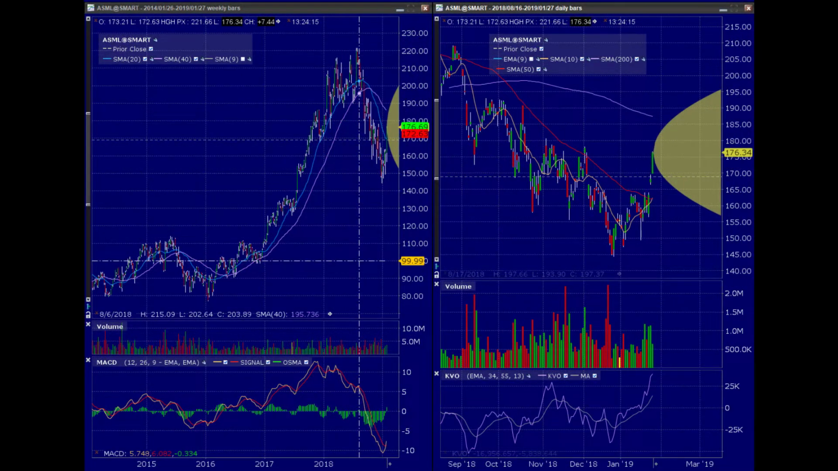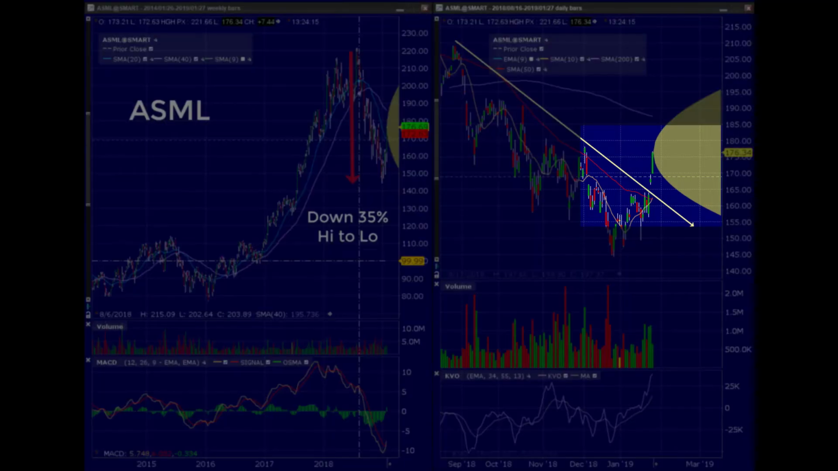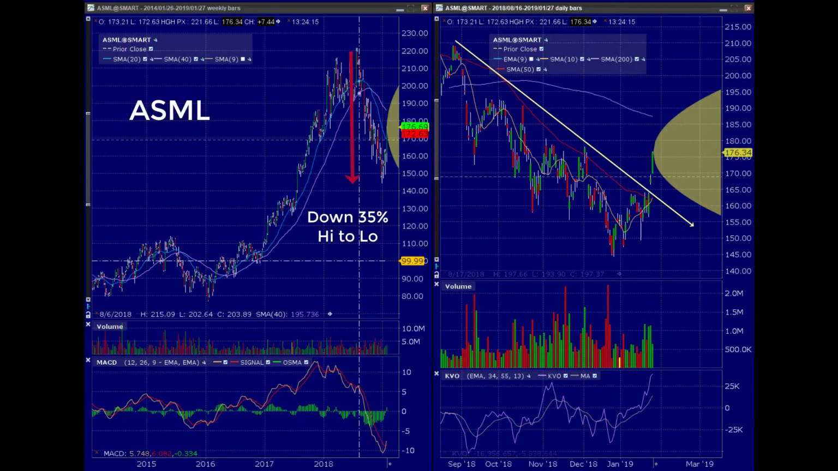The next stock is ASML Holdings, symbol ASML. The stock is down 35% from its recent highs, and like the others, shows a potential bottoming pattern. ASML recently broke above its long-term downtrend line, which can signal a reversal.